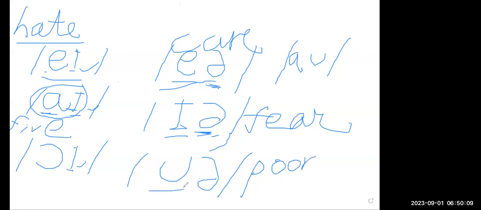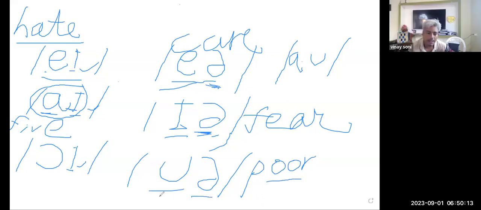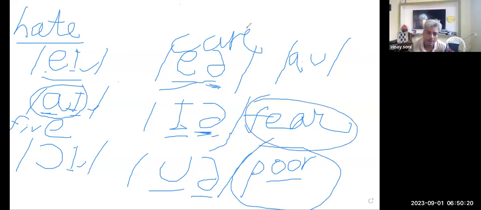पुअर. ऊ से शुरू करते हो और अ पे खत्म करते हो. पुअर. Okay, so all these words have only one vowel sound. Poor has one vowel sound. Fear has one vowel sound. Care has one vowel sound. This sound itself sounds like two sounds, but ये है ये एक.